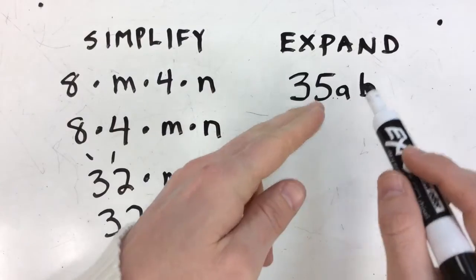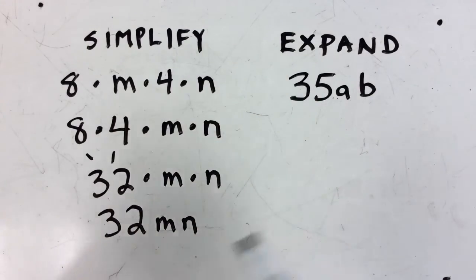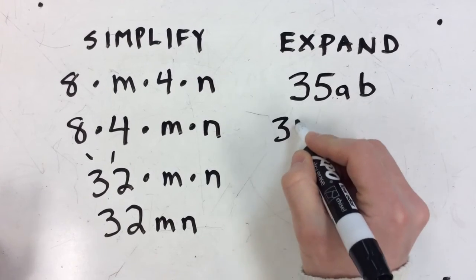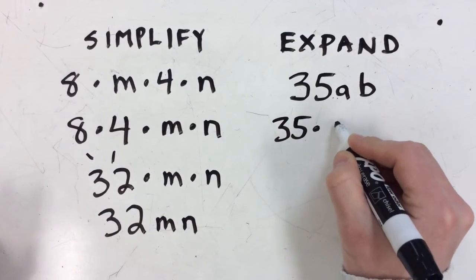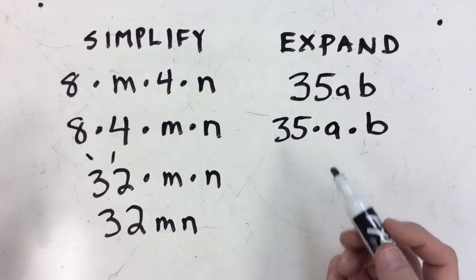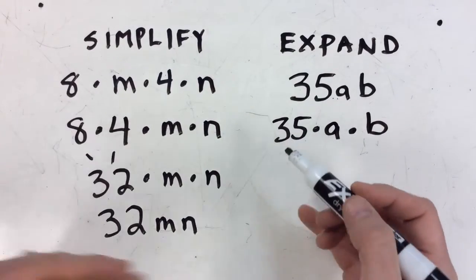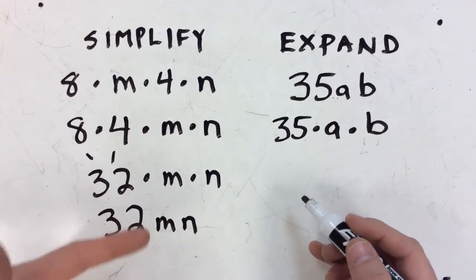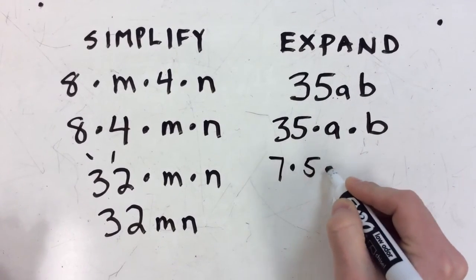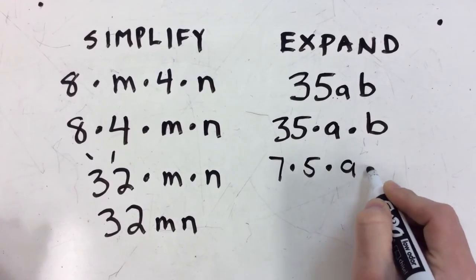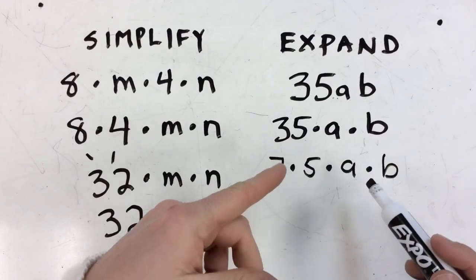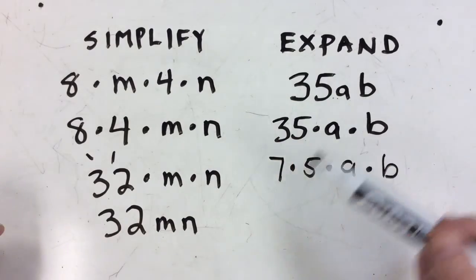Let's go here. What if we wanted to expand? Well, expand means to add in the dots. So I have 35 times a times b. And if I wanted to, I could even break 35 into two factors: 7 times 5. Resulting in a more complicated but expanded expression that's equivalent to 35ab.